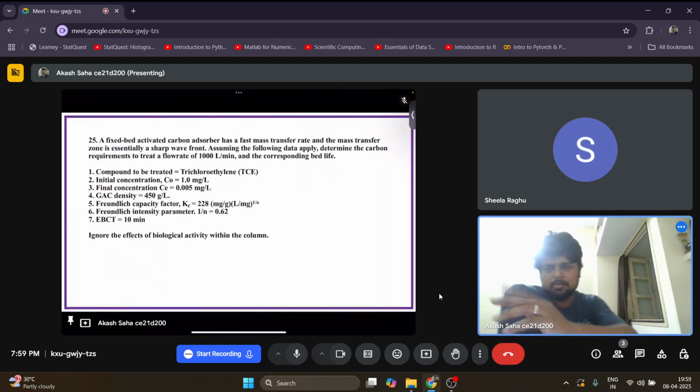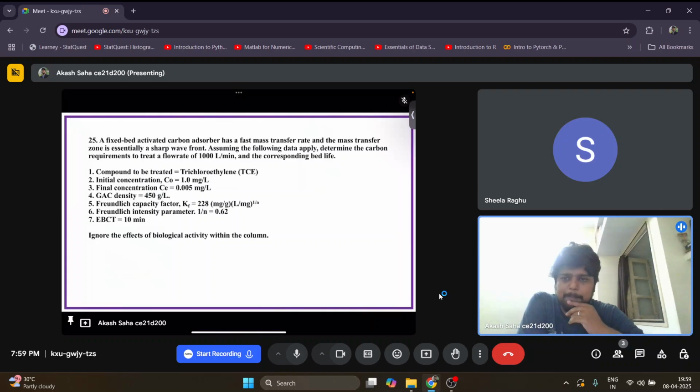Here, let's say the compound is trichloroethylene. The initial concentration is given as 1, and the final concentration is also given. Then the density of the activated carbon is given because I want to calculate the mass. In the last problem we calculated the dose in milligram per liter. Now I want to calculate the mass, so that's why they have given the density, and then the Freundlich Kf term and 1/n term, everything is given.